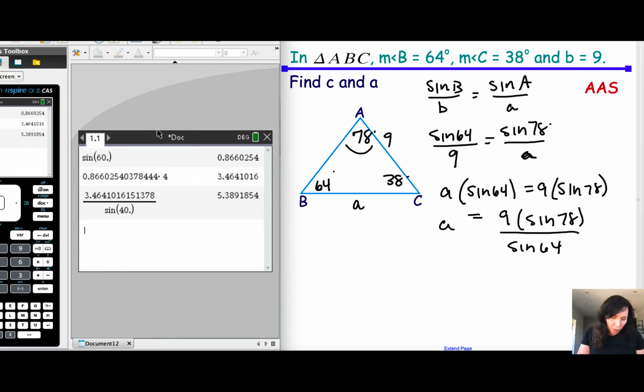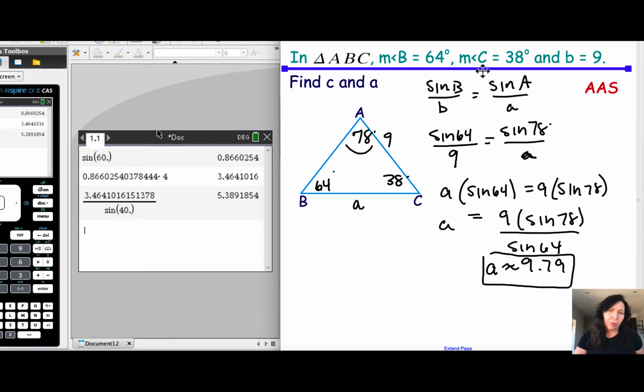Okay, so we are going to go 9 times, let's see, trig, which is sine of 78. So make sure you get the same answer. So I'm going 9 times 78. I hit enter. I get 8.803. I'm going to take that answer. I'm going to divide that by sine of 64. Enter. I get 9.79. So A is approximately 9.79. So that's one of our solutions. And so we would put that value in here as A is 9.79.